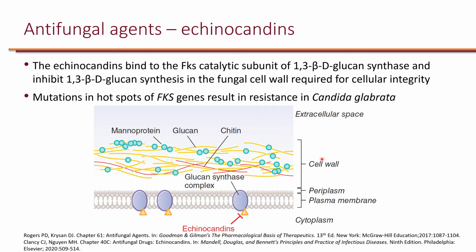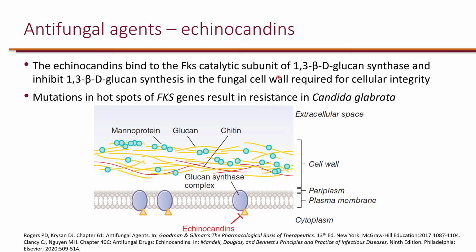So these actually bind to the FKS catalytic subunit of the 1,3 beta D glucan synthase. So this is an important enzyme. And by doing that, it inhibits the 1,3 beta D glucan synthesis, which is an essential component of the cell wall of many fungal species, with the exception of Cryptococcus species. So Cryptococcus species do not have a significant amount of 1,3 beta D glucan.